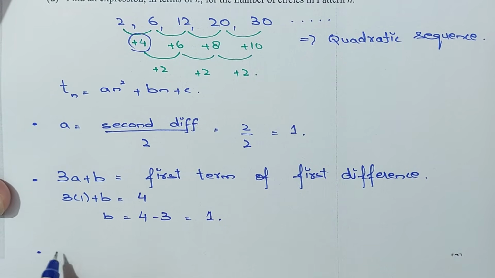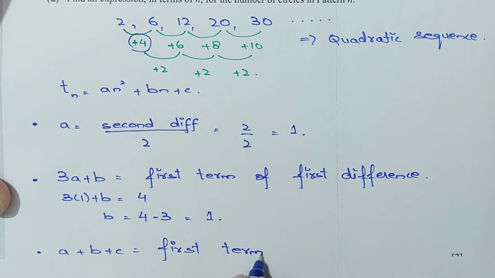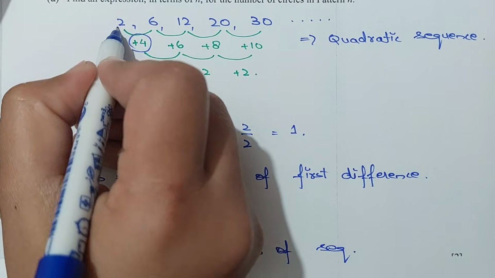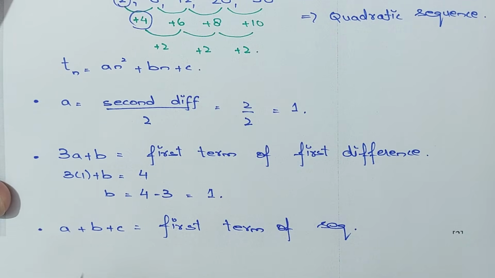Now to get c, we do a plus b plus c, which equals the first term of the sequence. The first term of the sequence is 2. So a plus b plus c equals 2. So a is 1, b is 1, so 2 plus c equals 2. So 2 and 2 cancel out. The c value equals 0.